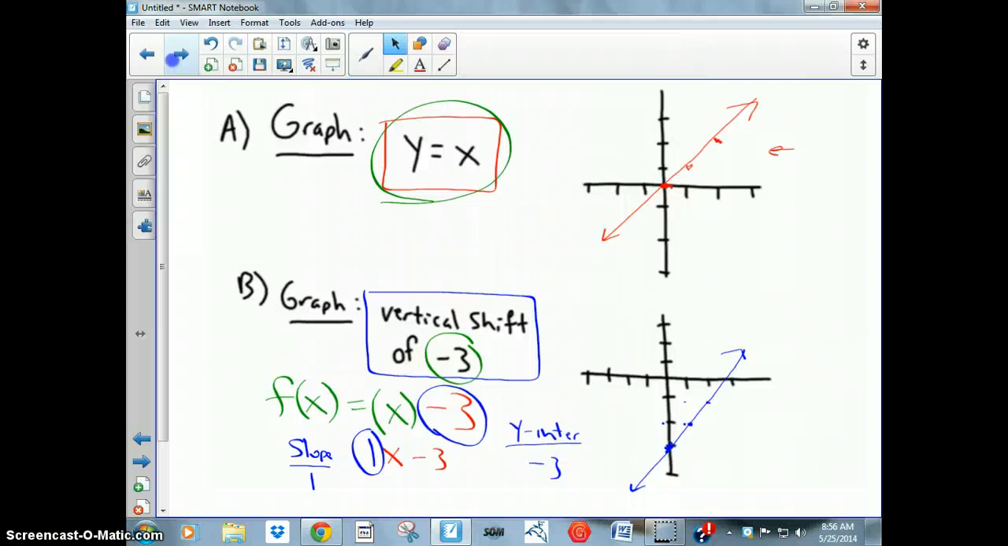Now, if you notice, it looks exactly the same as the one up top. The only difference is the y-intercept value has moved down 3 spots. And therefore, that is how you affect a graph. So this worked exactly like we thought it was going to.